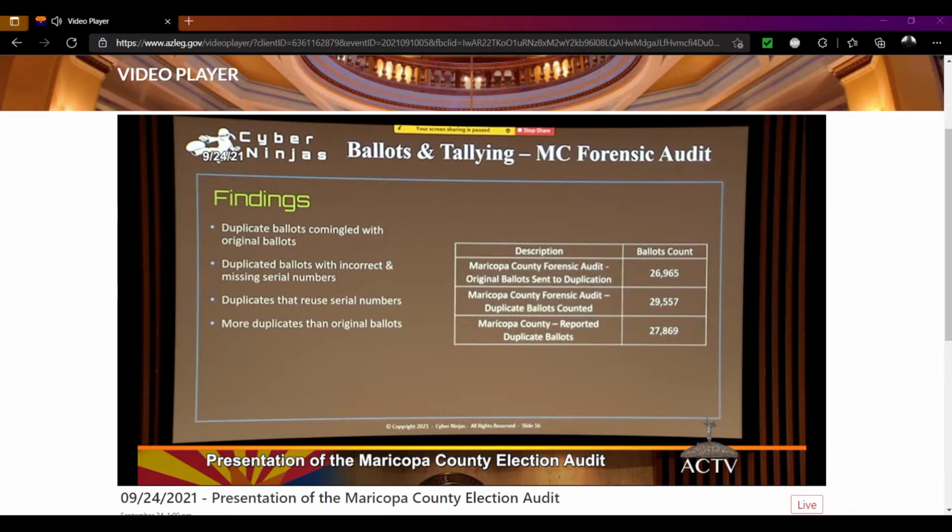And this is probably one of the more interesting parts: we had more duplicates than original ballots. According to our counts from our audit, we had 26,965 original ballots, and then we had 29,557 that were duplicate ballots, and those numbers should be the same. Based on the numbers received from Maricopa County, we should have had 27,869 of both originals and duplicates, and they should have matched up perfectly.